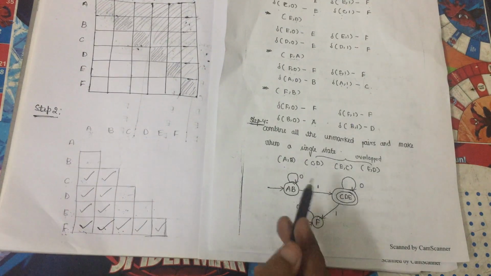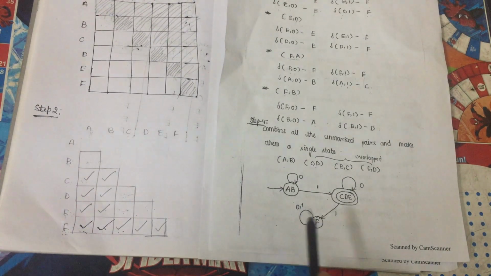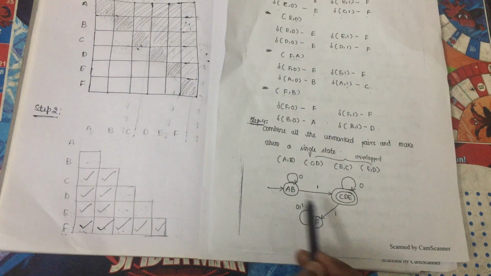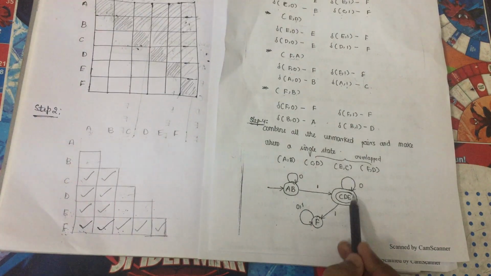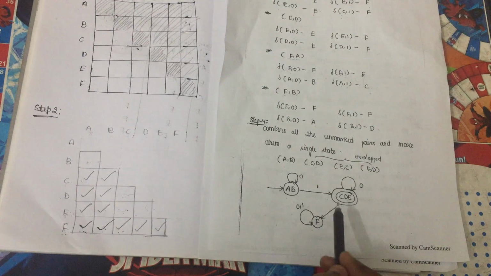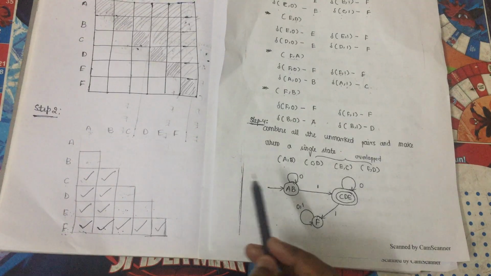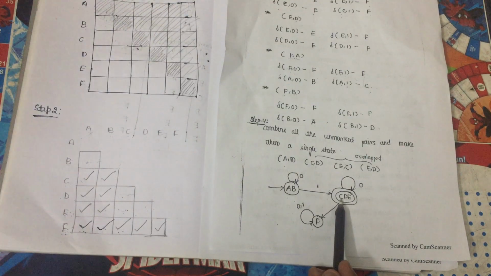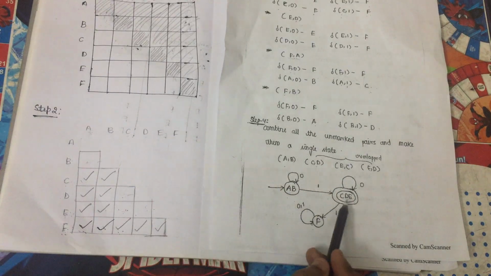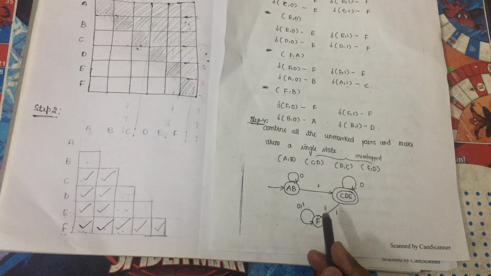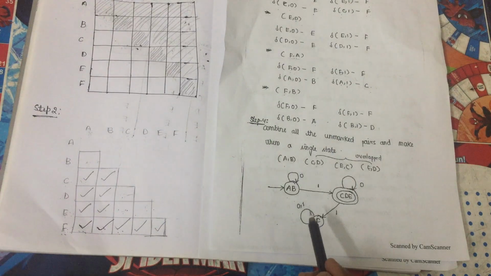In the given question, there were 6 states, but now we have minimized to 3 states. This is one state, this is one state, this is one. 1, 2, 3. 3 states. So this CDE is the final state even in the minimized finite automata, because the CDE was the final state in the given question also. So by seeing the diagram given in the question, we are going to draw the transition lines. This is how we are going to obtain the minimized finite automata with the help of Myhill-Nerode theorem. Thank you.